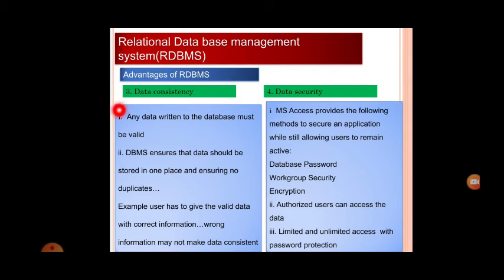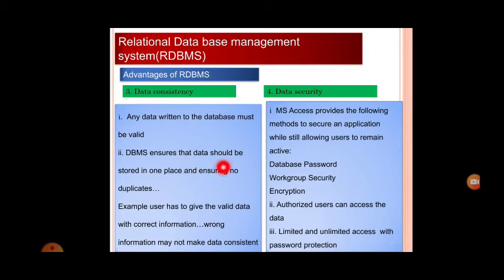Next advantage is data consistency. Any data written to the database must be valid. It's obvious, you can't give phone numbers with 11 digits. We can give a mobile number with only 10 digits, so if you give a mobile number with 11 digits, it becomes invalid. We have to write the data in a valid way. That is, we can't give our name as numbers. It should be a name with alphabets and letters. So whatever data we feed must be valid.